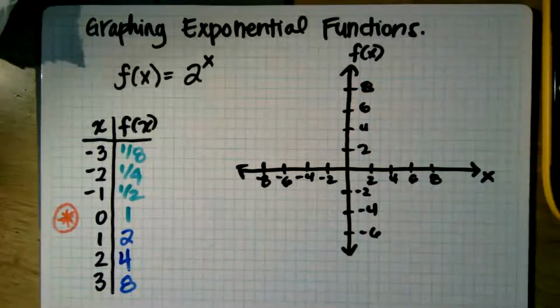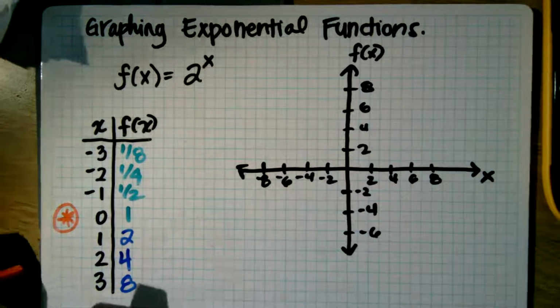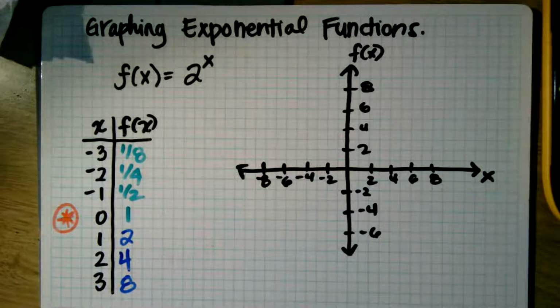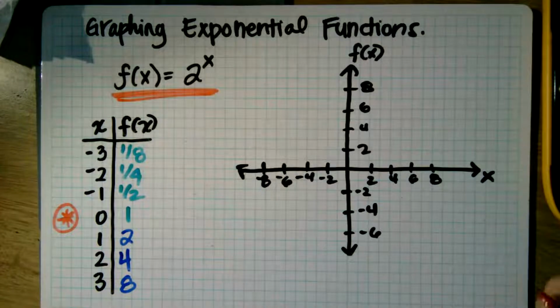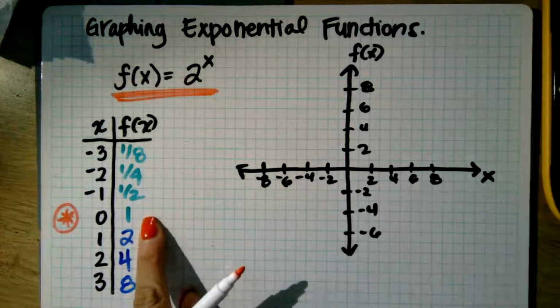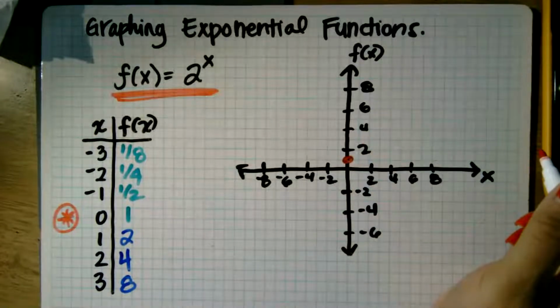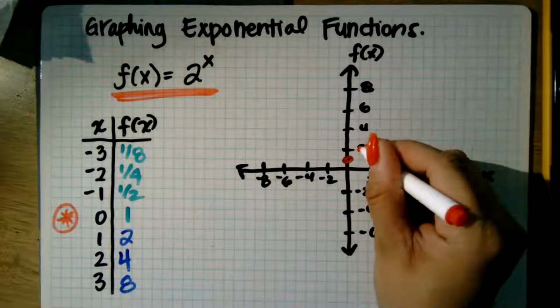Okay. So this function, I'm going to graph it in a red color. So this function is going to be in red. So let's start with the easiest point, which is my anchor point. 0 corresponds to 1. It's right here. That point is my anchor point, okay? And then I have 1 corresponds to 2 right there.